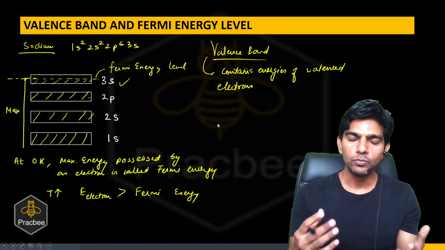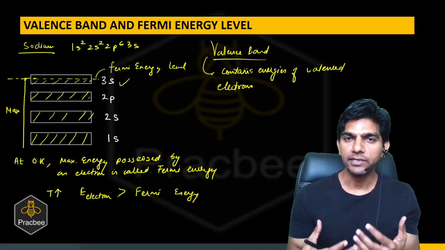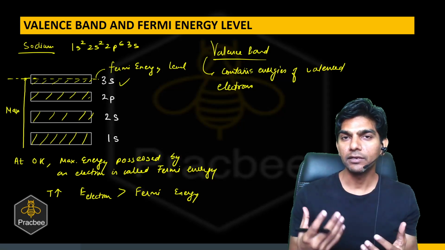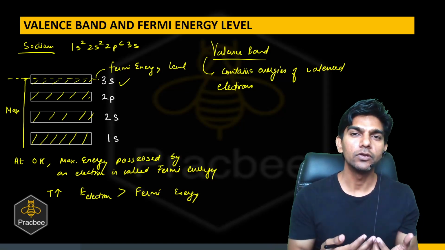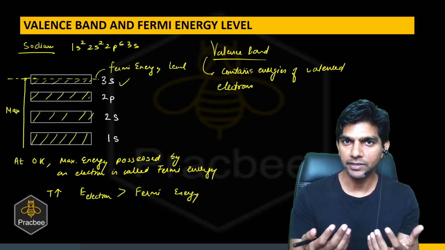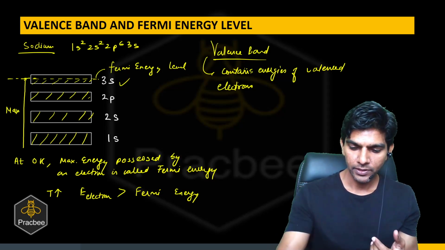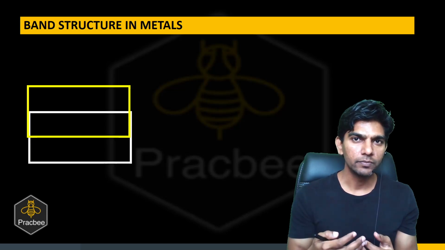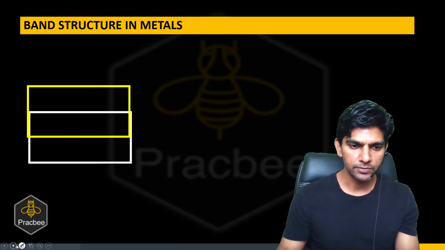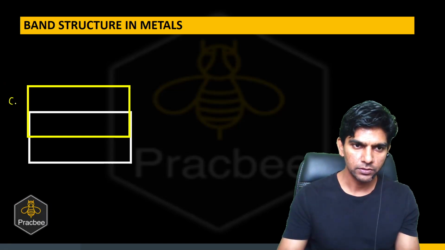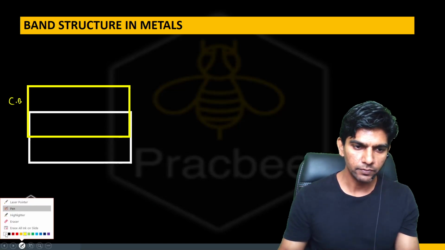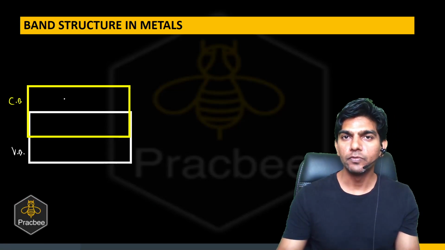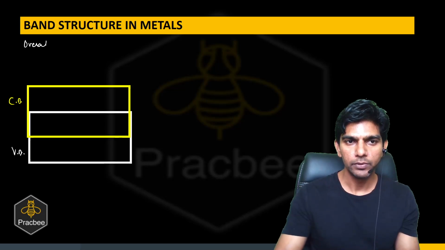So you must be wondering why we are studying these band diagrams and how we can compare the conductivity of metals and non-metals by understanding these bands. So let us see. Let me first start with the metals. In metals, if I show the conduction band and the valence band, the yellow one is the conduction band and the white one is the valence band. Can you say there is an overlap? So we can say there is an overlap in the conduction band and valence band.